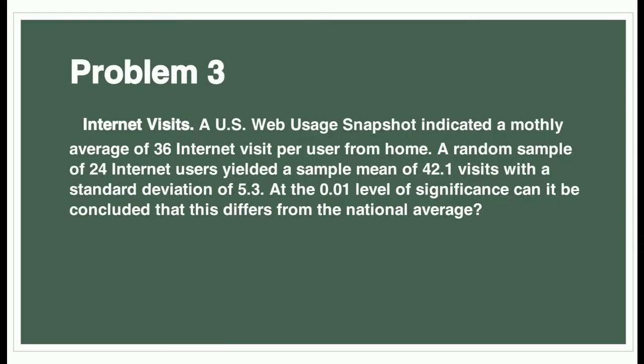The last problem for page 36. Internet visits. A U.S. web usage snapshot indicated a monthly average of 36 internet visits per user from home. A random sample of 24 internet users yielded a sample mean of 42.1 visits, with a standard deviation of 5.3. At the 0.01 level of significance, can it be concluded that this differs from the national average?